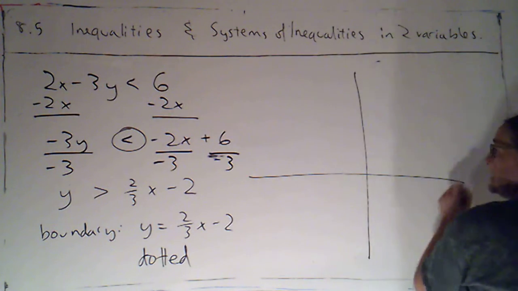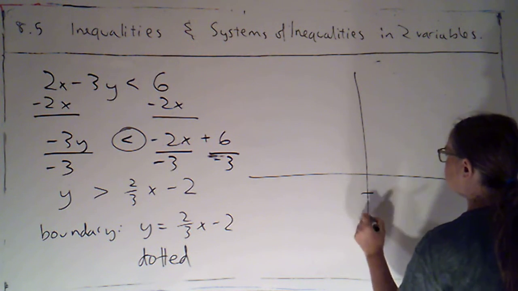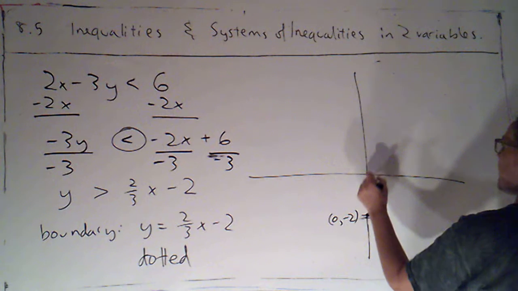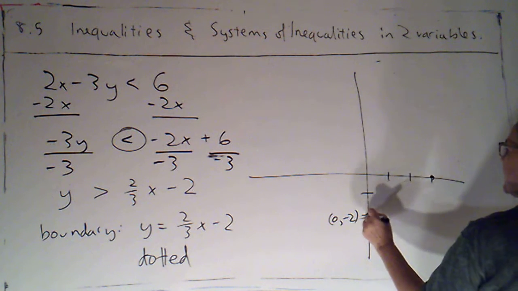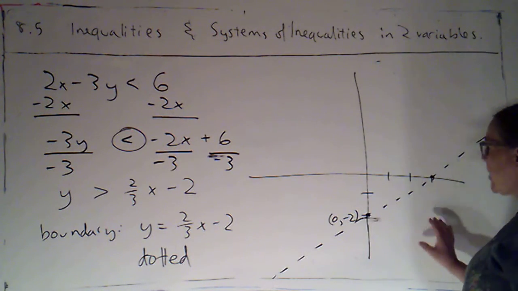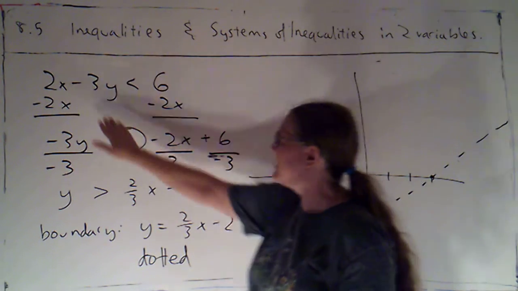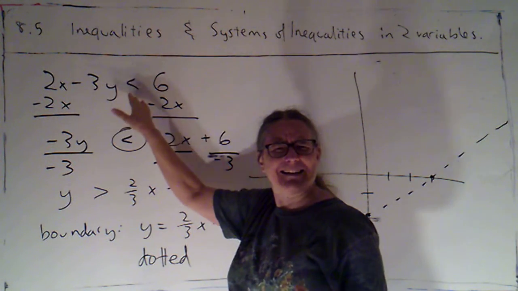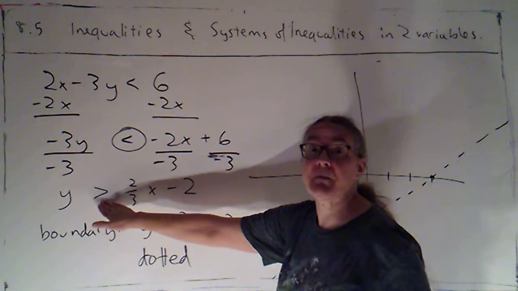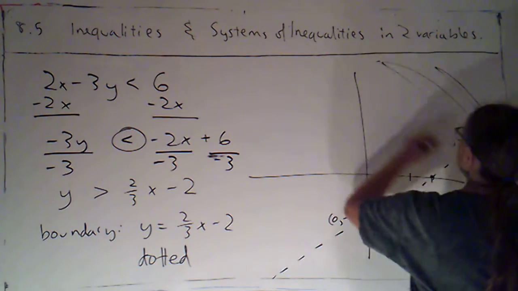Okay. So my y-intercept is down here, 0, negative 2. With a slope of 2/3, I'm going to come up 2 and over 3, and I'll connect those points, but with a dotted line. And then when I'm checking to see which side to shade, I don't look here because I don't have a sense of when 2x minus 3y is small. I don't know where that is on the graph, but I do have a sense of where y is big. Y is big higher up, so I'm going to have to shade above the line.